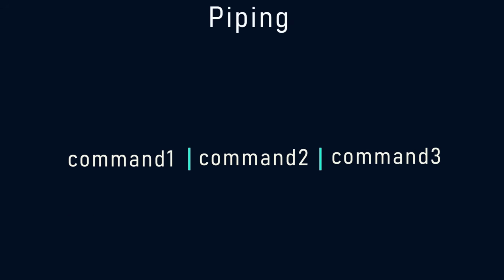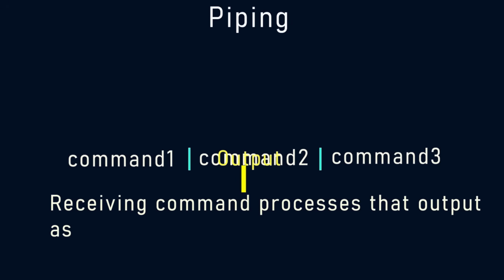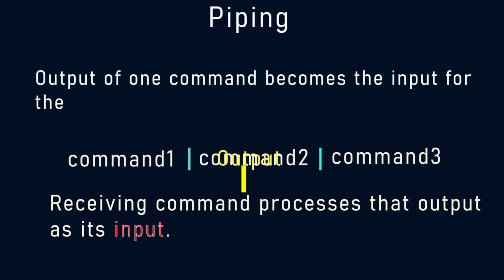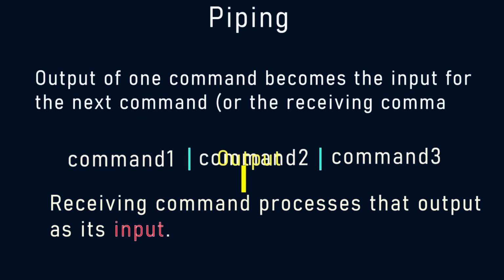When one command sends its output to another command, the receiving command processes that output as its input. This essentially means that the output of one command becomes the input for the next command, or the receiving command.